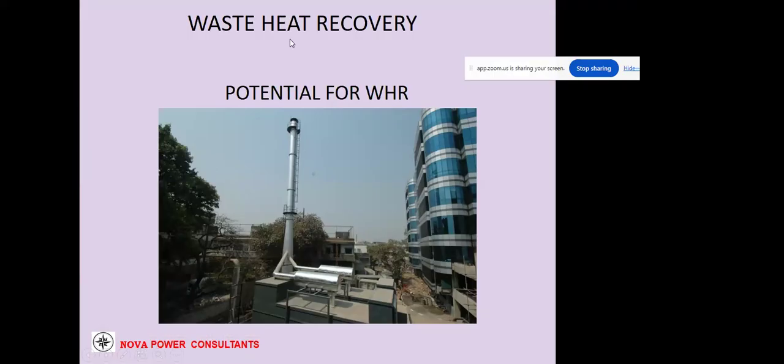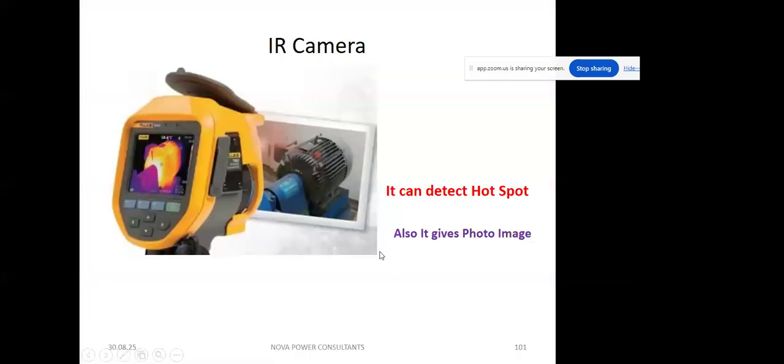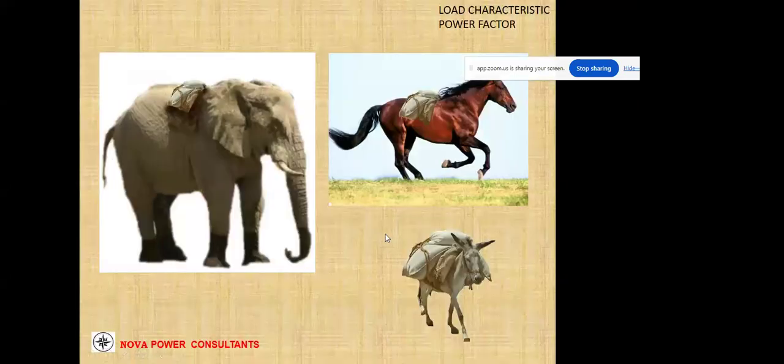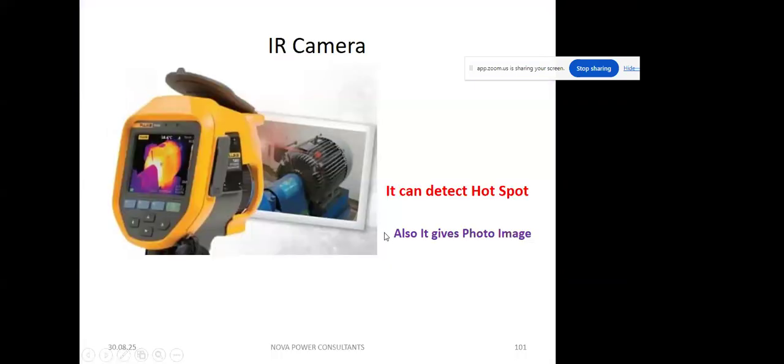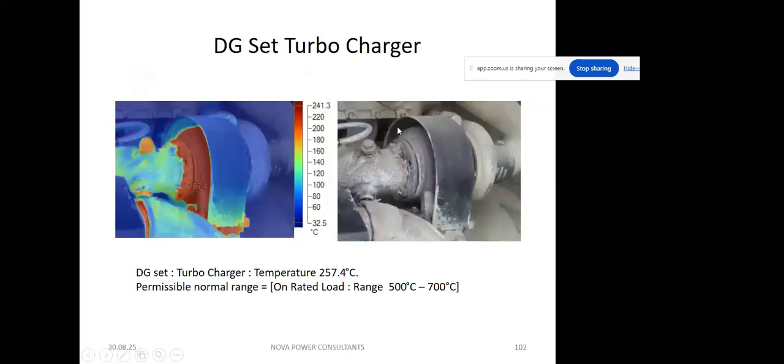Now the waste heat recovery potential. Whenever there are multiple gensets, waste heat is to be utilized. The best way to measure the waste heat, or the locations or the potential, is to use an IR camera or thermograph. It can detect a hotspot, and not only the hotspot but the entire range around it. Also it gives the photo image. So this is the base instrument for thermal efficiency measurement.